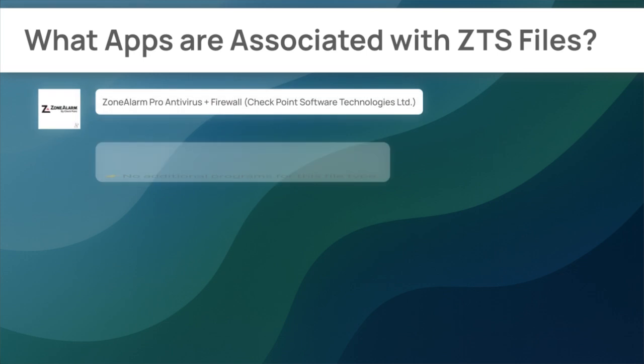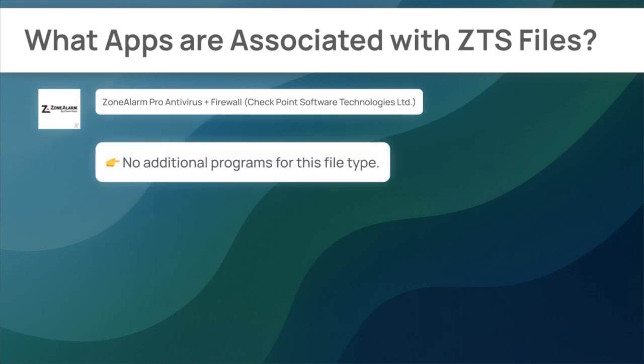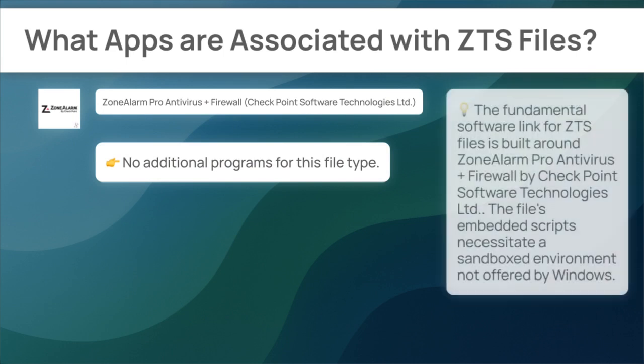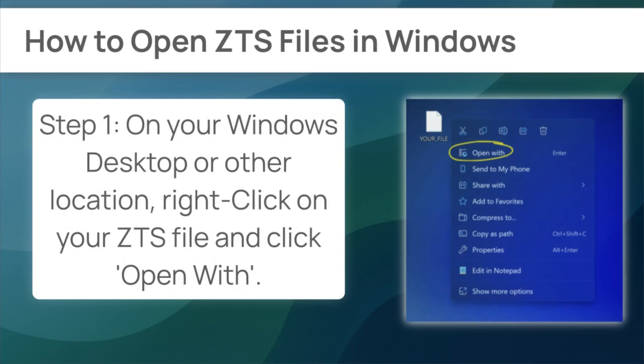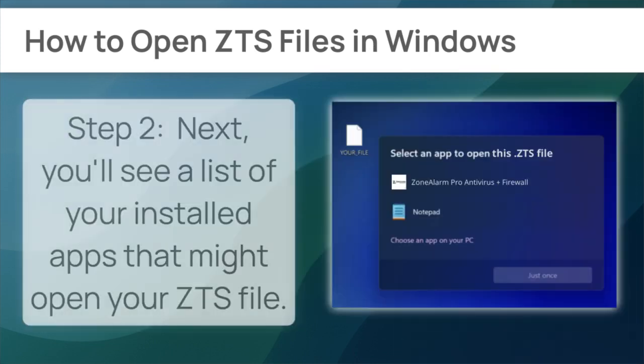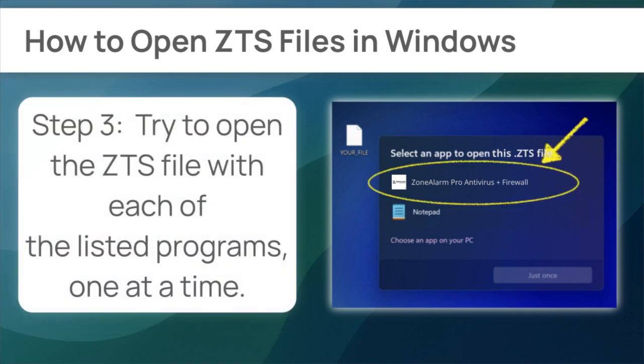The specialized program designed to handle ZTS is ZoneAlarm Pro Antivirus plus Firewall by Checkpoint Software Technologies Limited. The file's embedded scripts necessitate a sandboxed environment not offered by Windows. Windows keeps them hidden because improperly modifying them risks system corruption. Let's check the software manifest. Right-click your ZTS file and select Open with ZoneAlarm Pro Antivirus plus Firewall if it is installed. If it's unavailable, choose a different program. We are looking for the right interpreter.